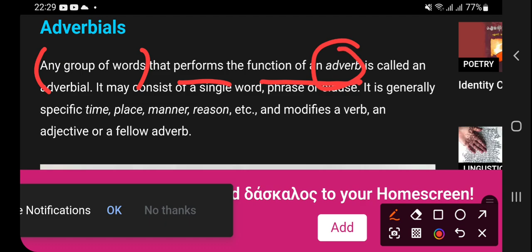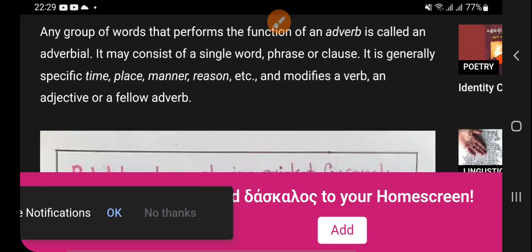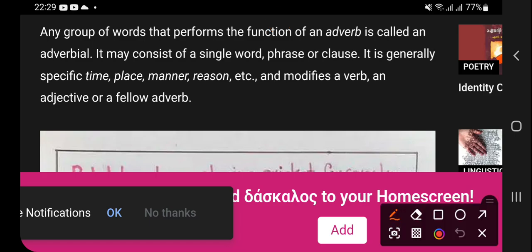An adverbial is the function of an adverb. A group of words that performs the function of an adverb is called an adverbial, right? So an adverb must be there, and other modifiers may also be in the group. So what comes under adverbial?